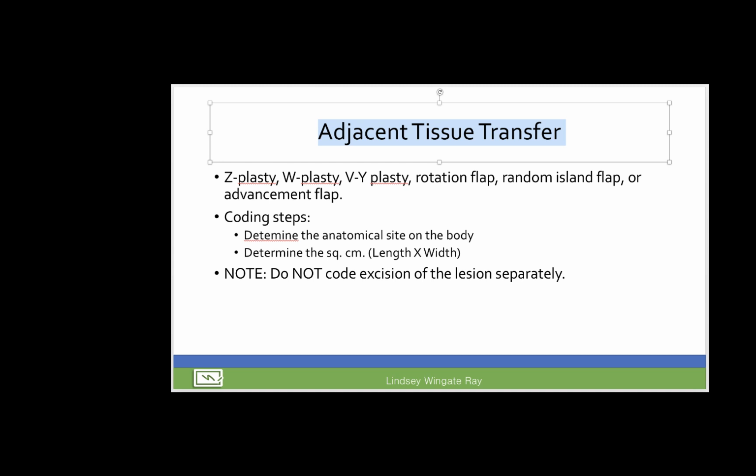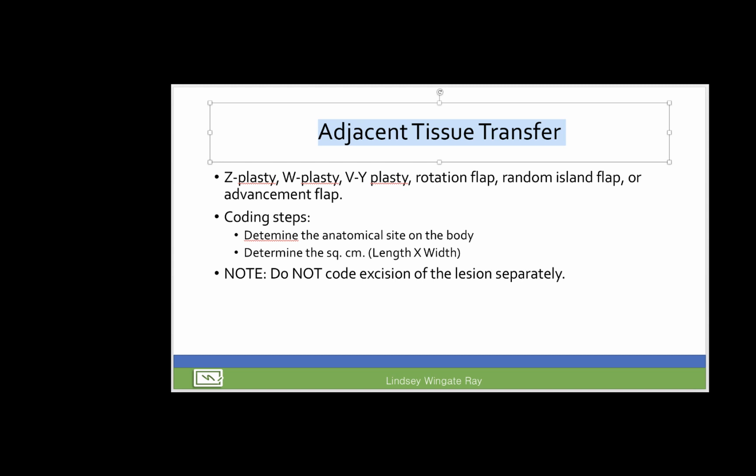The first thing you need to do is focus on the size in square centimeters. If the square centimeters are not given, you will need to multiply the length by width. Write that formula down in your book. The location of the defect recipient site should be identified as well.